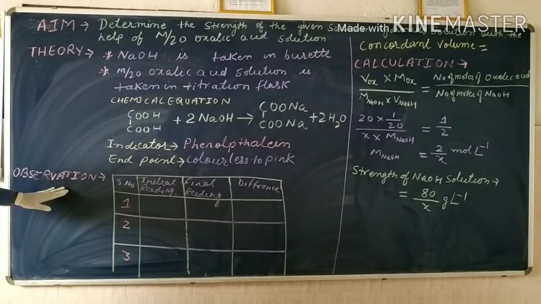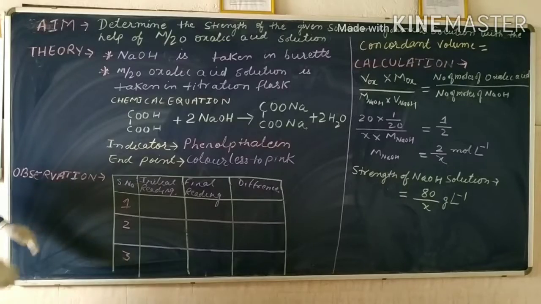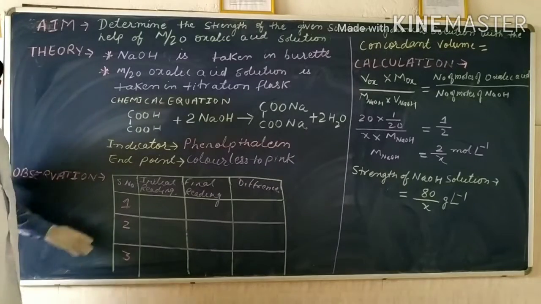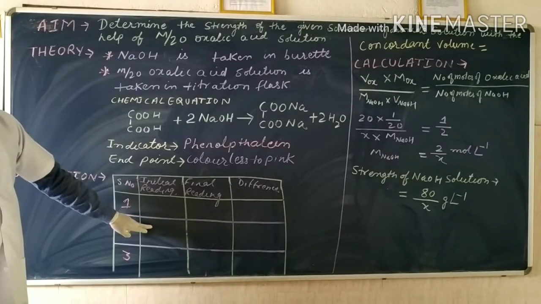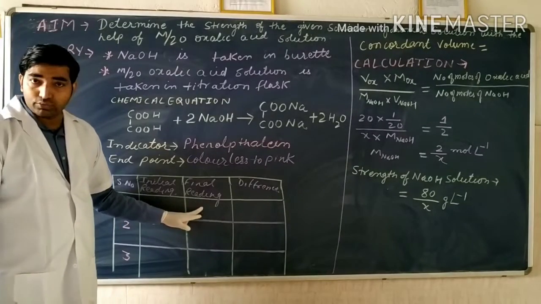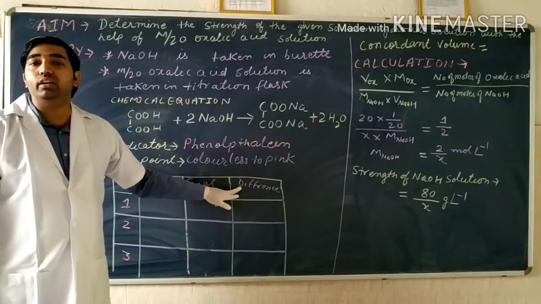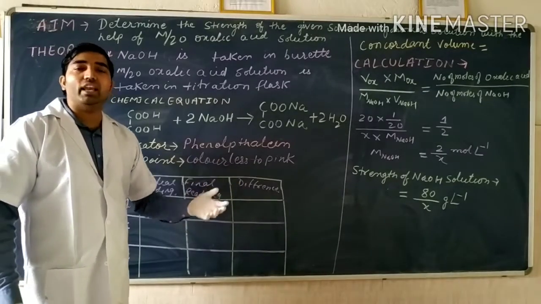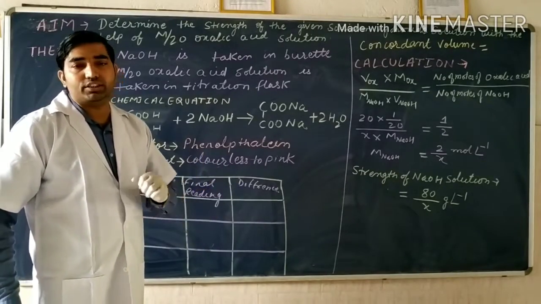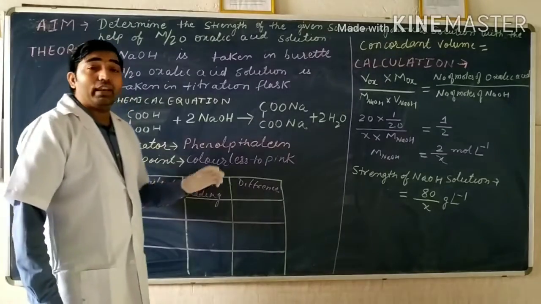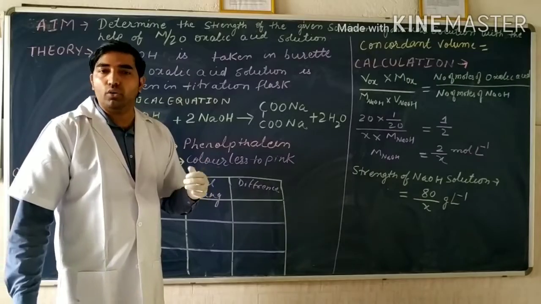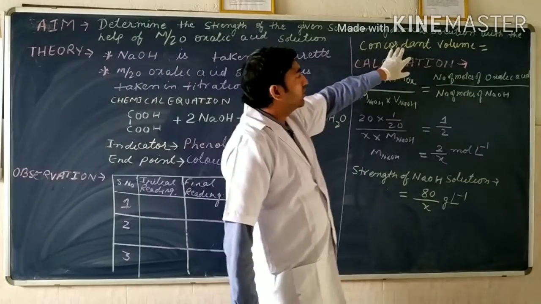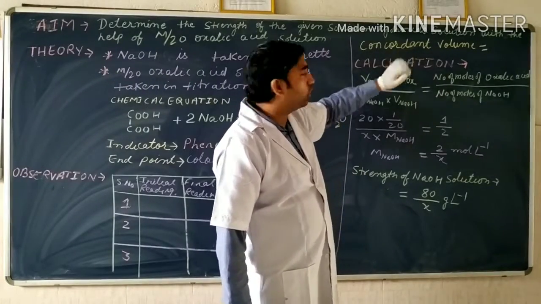Next, see, this is the observation table. And these are the serial numbers. We take 3 readings, minimum 3 readings. This is the initial reading. This is the blank for the initial reading. This is the blank for the final reading, and this is the blank for the difference, meaning how much NaOH is used in the titration. And when 2 or more readings remain the same, we call it concordant reading. This is the blank space for the concordant volume.